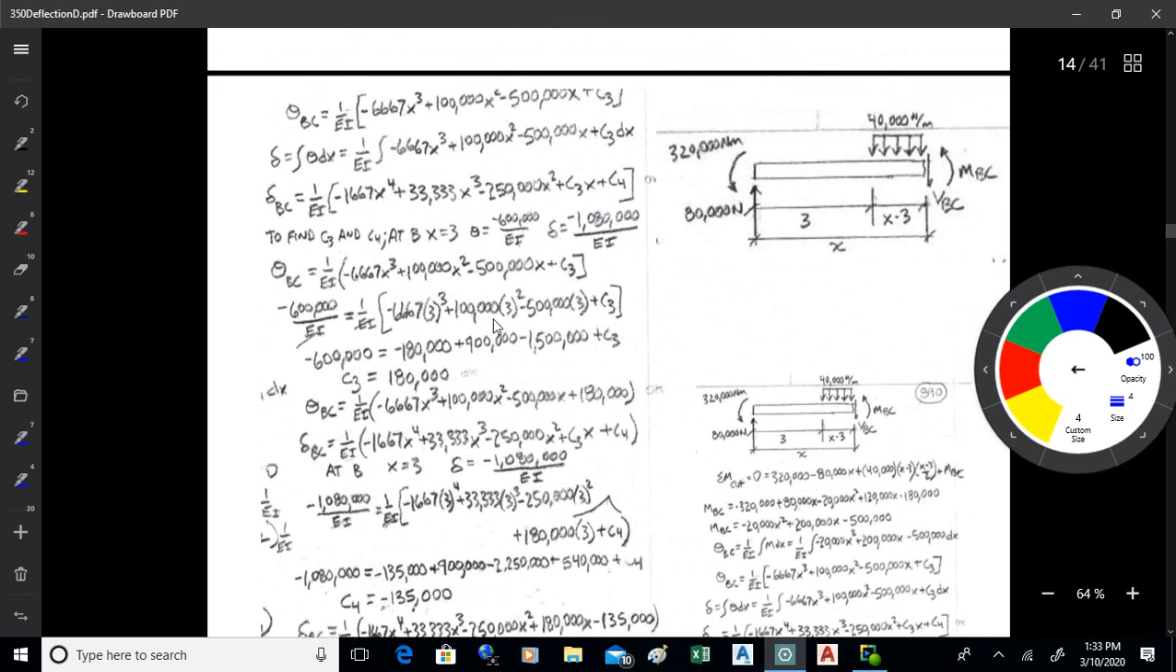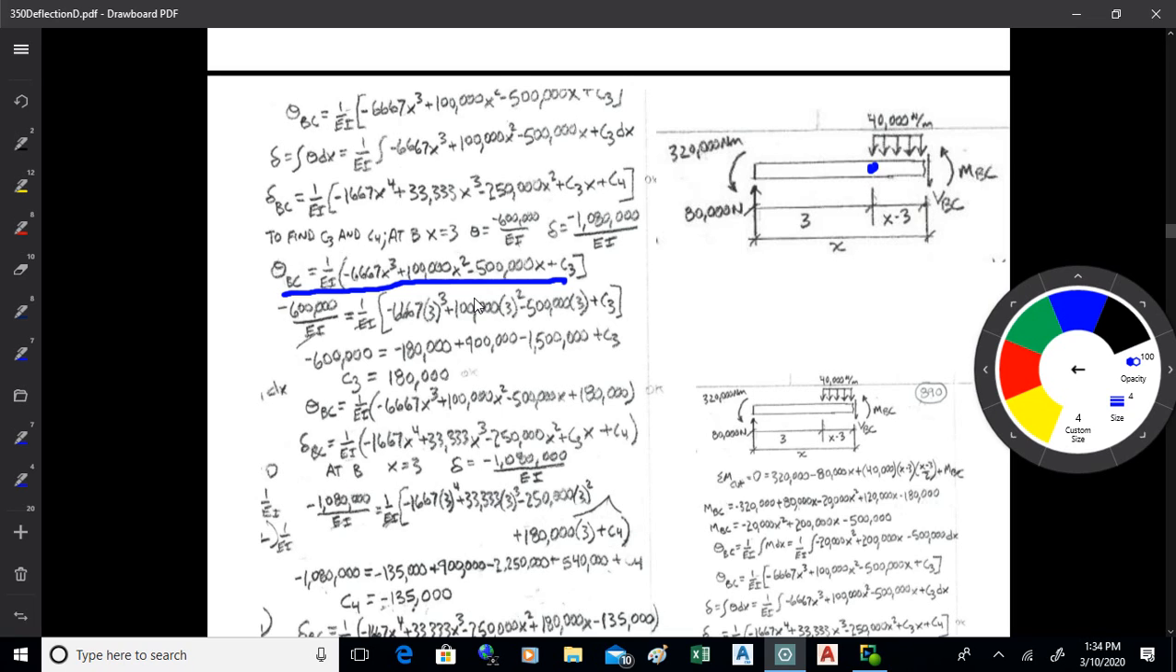Now we've got to evaluate those constants, which is kind of unfortunate because we don't have those nice zeros we can use anymore. What we do, we use that common information at point B to evaluate the constants. We found what delta B is and what theta B is, okay? So what we do then is we've got our theta equation here. And we know what theta is. It's negative 600,000 over EI. We found that up above when we evaluated our constants from A to B and we plugged 3 in. Okay, so we've already found that. So we know what theta is, or the slope, at point B.